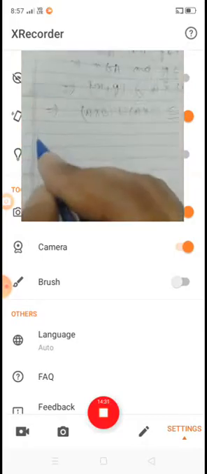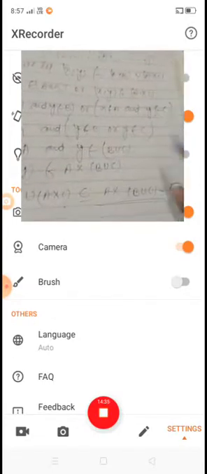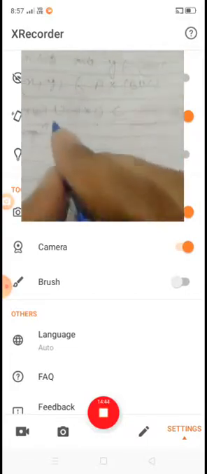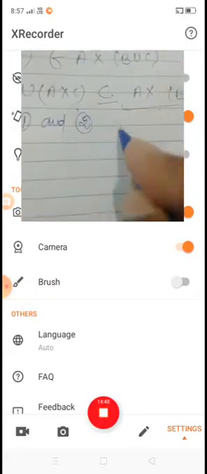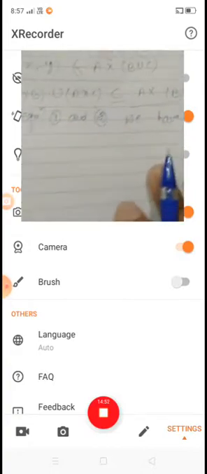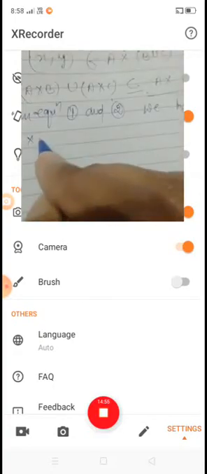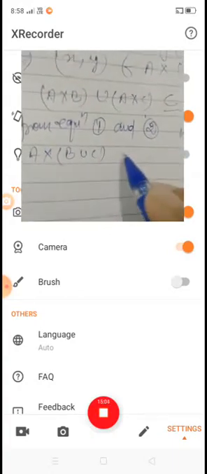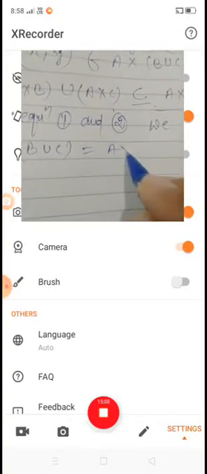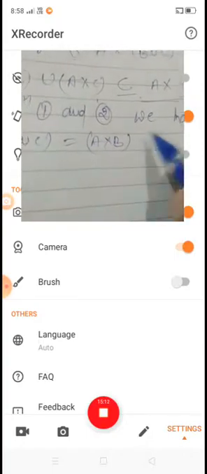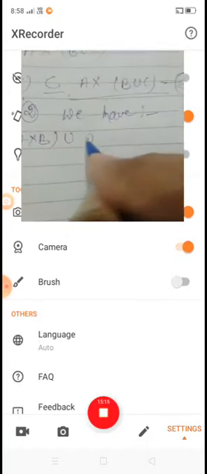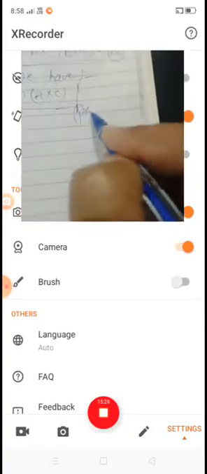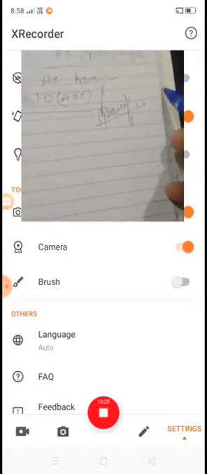Okay, now thus from equation 1 and 2 we have A cross (B union C) is equal to A cross B union A cross C. Hence proved.